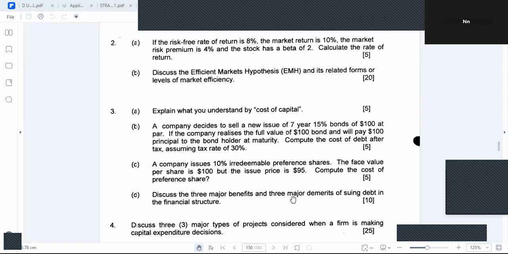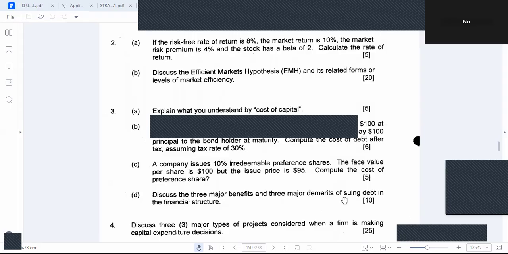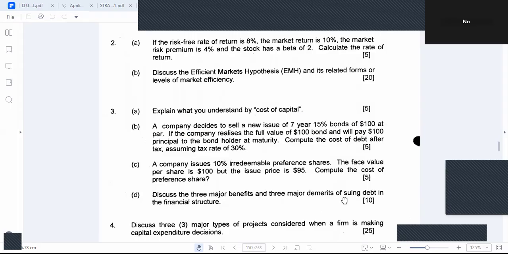Discuss the benefits and disadvantages of using debt capital. Why is it important? What are the benefits of using debt capital? Number one, the major benefit is a tax advantage. The interest payments on debt are tax deductible, meaning it reduces the company's taxable income and its overall tax liability. So it makes it cheaper as a source of finance compared to equity.